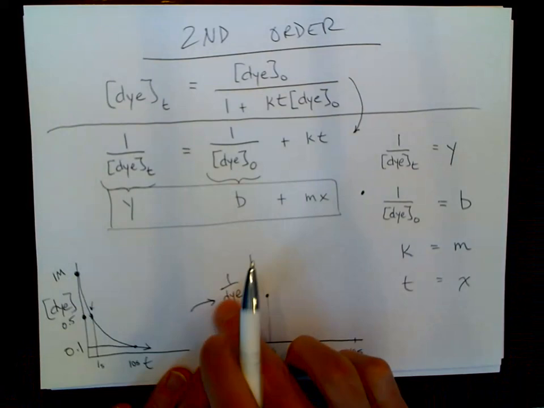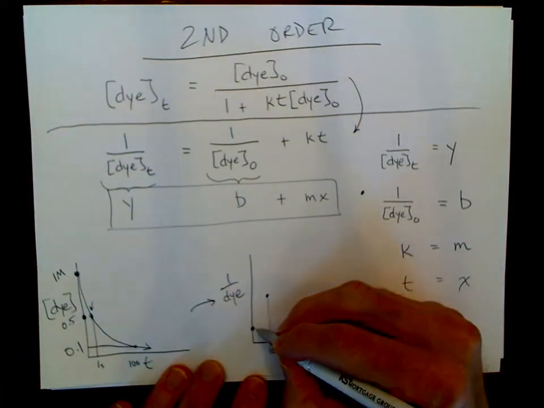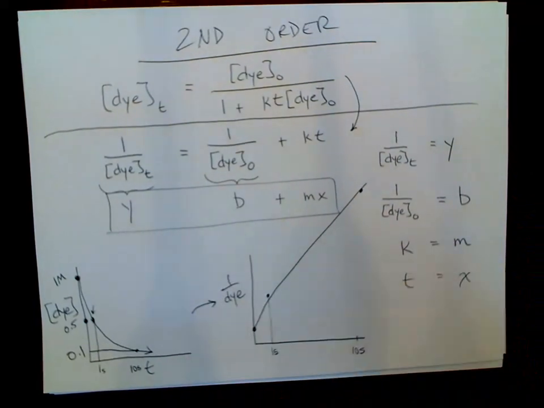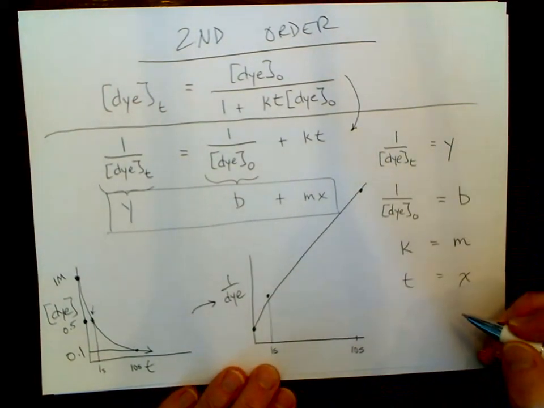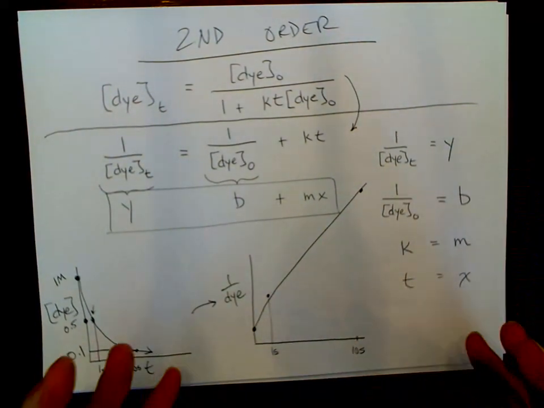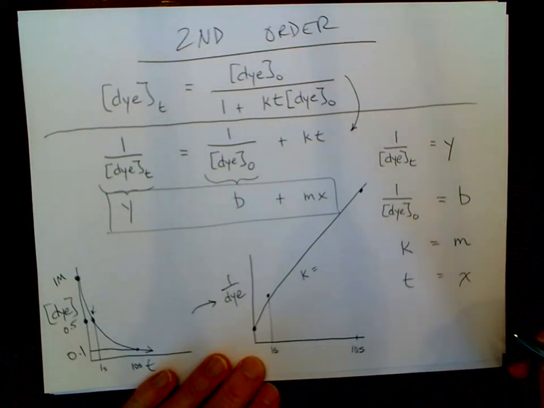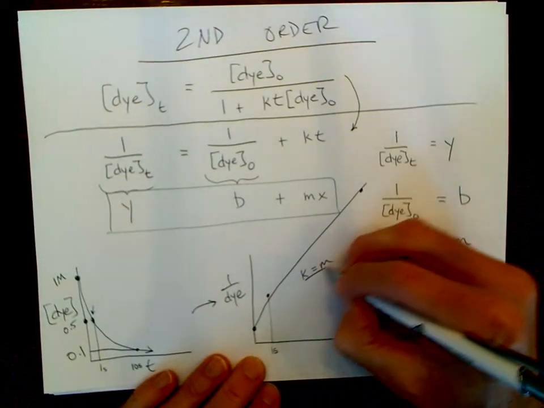I show it in this case and not the other case because this one's a little easier to see. And if we get a straight line through those points, we're going to pretend that's a straight line, okay? I had to eyeball it a bit. But if we get a straight line through these points, then we know it's second order. And the slope of this line is going to be equal to the rate constant.